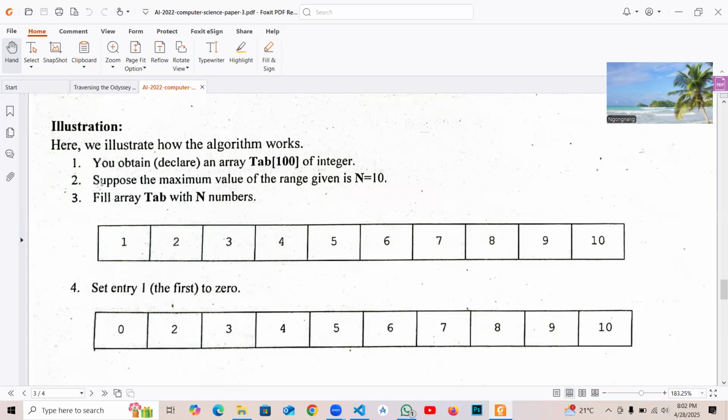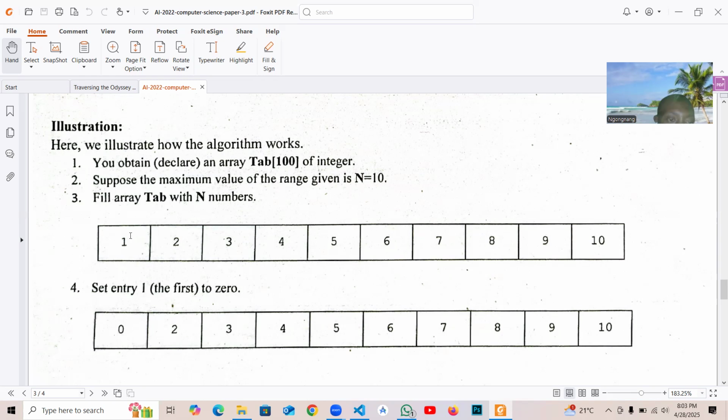And then they said, suppose the maximum value of the range given is n equals 10. So here we have been told that we should suppose, this is just an example, that we take n to be 10, which means that the user has entered a value n, which is 10. When that happens, we fill an array tab with n numbers. That's it. We are going to have 1, 2, 3, up to 10 integers in this range. And that's the array. Then it says set entry 1, the first, to 0.